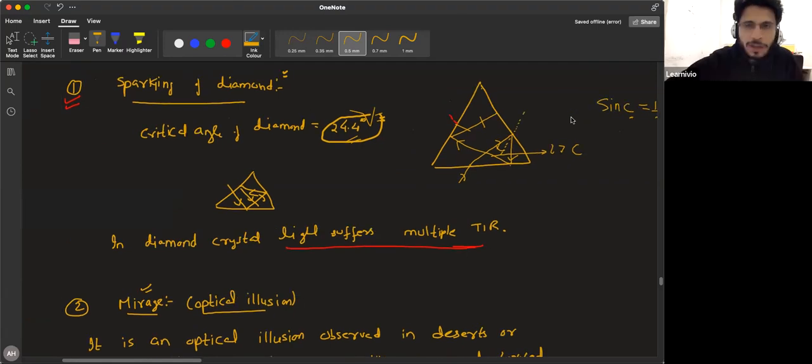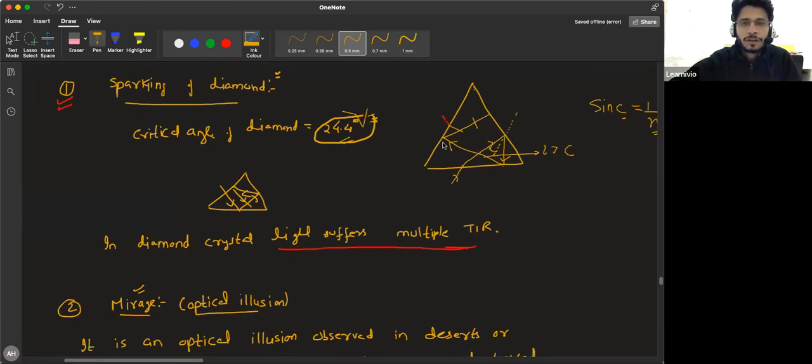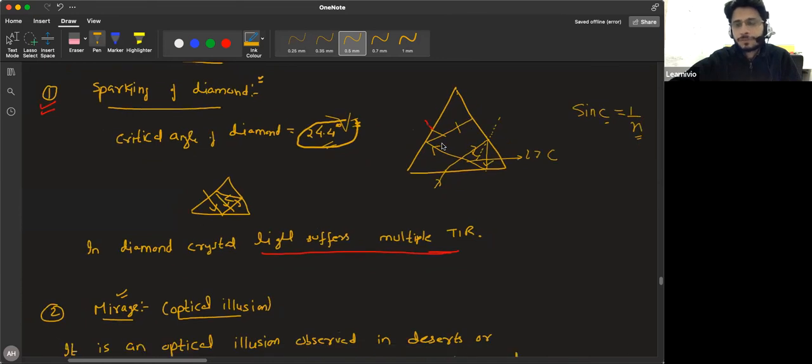So these are some theoretical applications. So what you can do is you can just take screenshots. We don't invest time in writing it. Just take screenshot of this thing. Take screenshot of sparkling of diamond.